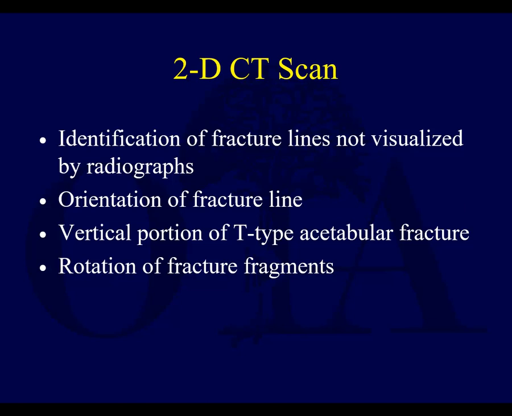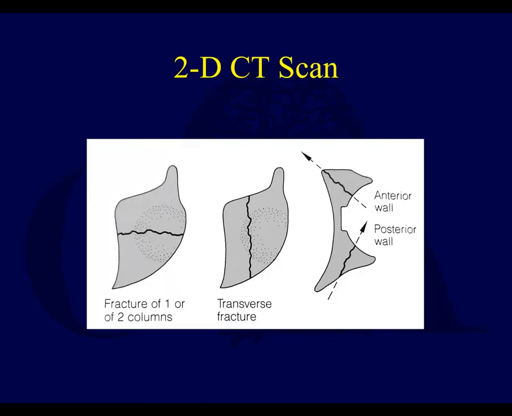The 2D CT scan. Things you need to understand here are picking up on fracture lines that you don't necessarily see in X-rays, understanding the orientation of the fracture lines, recognizing the vertical portions of T-shaped acetabulum fractures, and understanding how fracture fragments are rotated.